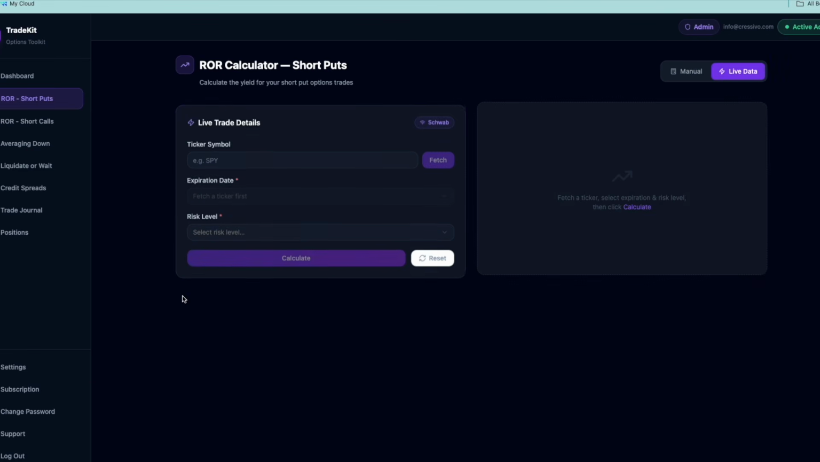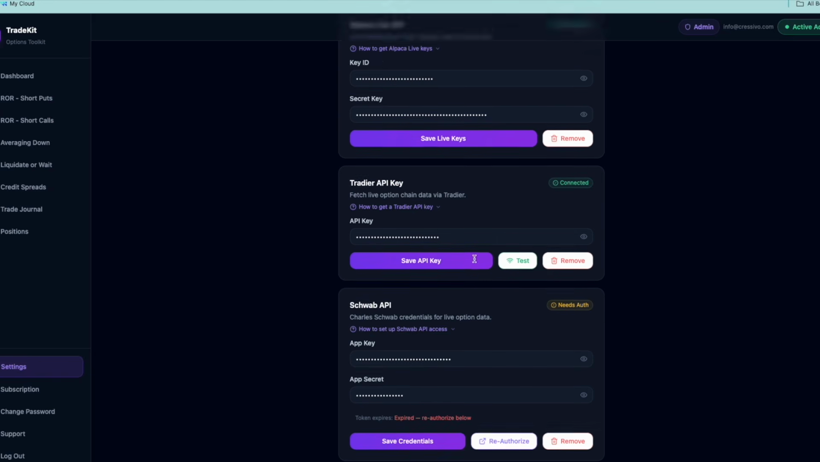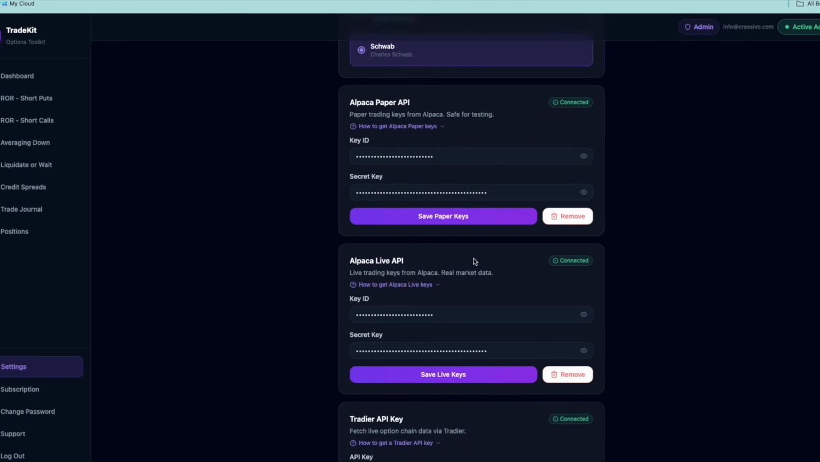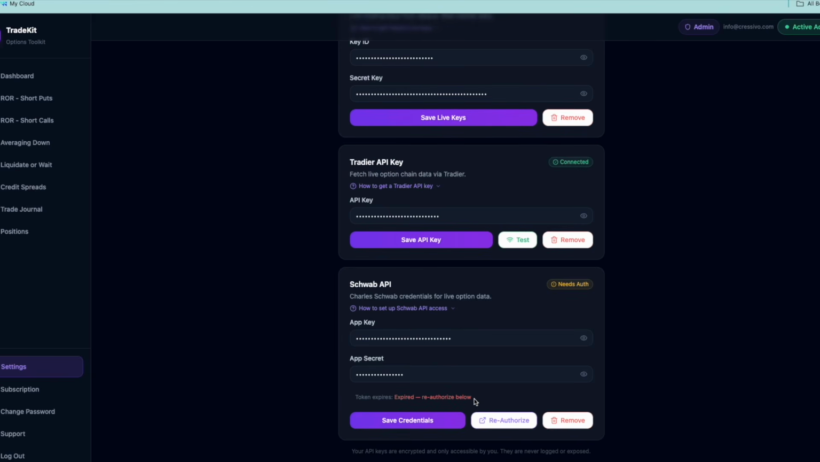You can use the live data feed, and basically what you're doing is connecting an API that pulls all the pricing data. So I have a few different broker dealers already connected, including Alpaca, Tradier, and Schwab. I trade through Schwab, so I'm going to use Schwab in the example. Now, I already have my keys here, but don't worry.